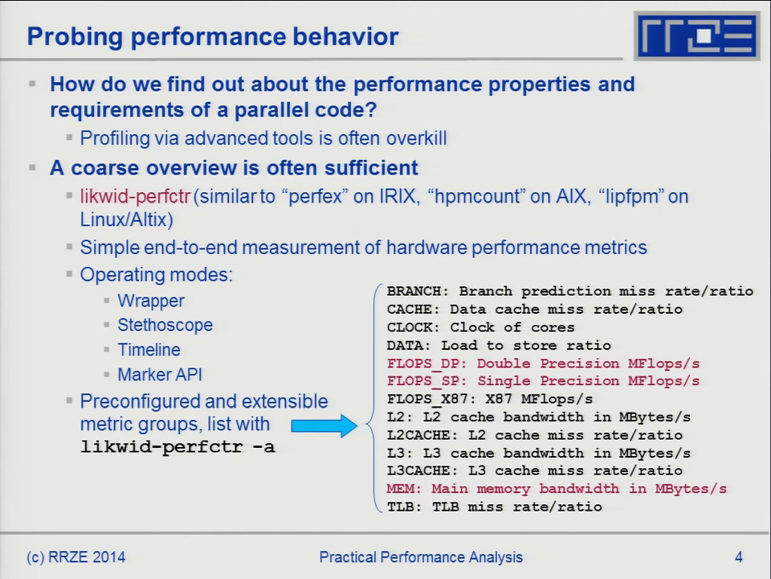These tools are, in the first place, end-to-end measurement tools. You can start your binary, and at the same time, you start the measurement. You measure some metrics, like cache misses or flops or whatever. And at the end, you get a number. So many flops were done. So many cache misses occurred. Okay, that's the motivation for using likwid-perfctr.